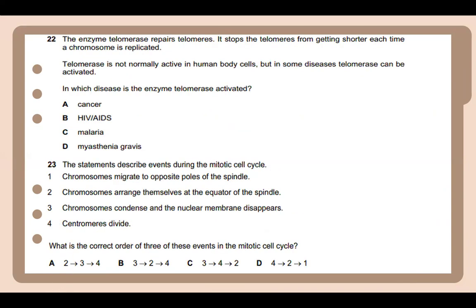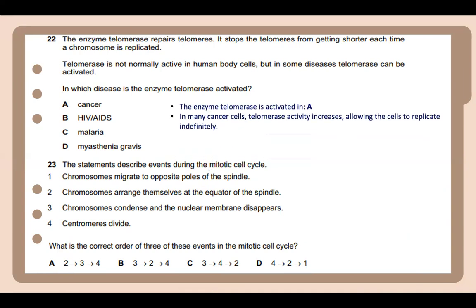The enzyme telomerase repairs telomeres. It stops the telomeres from getting shorter each time the chromosome is replicated. Telomerase is not normally active in human body cells, but in some diseases, telomerase can be activated. In which disease is the enzyme telomerase activated? The enzyme telomerase is activated in cancer. In many cancer cells, telomerase activity increases, which allows the cells to replicate indefinitely.